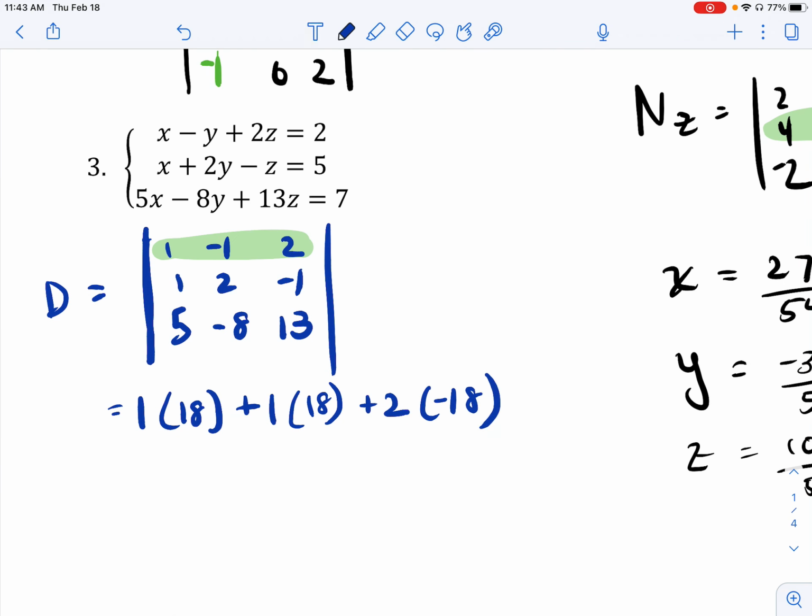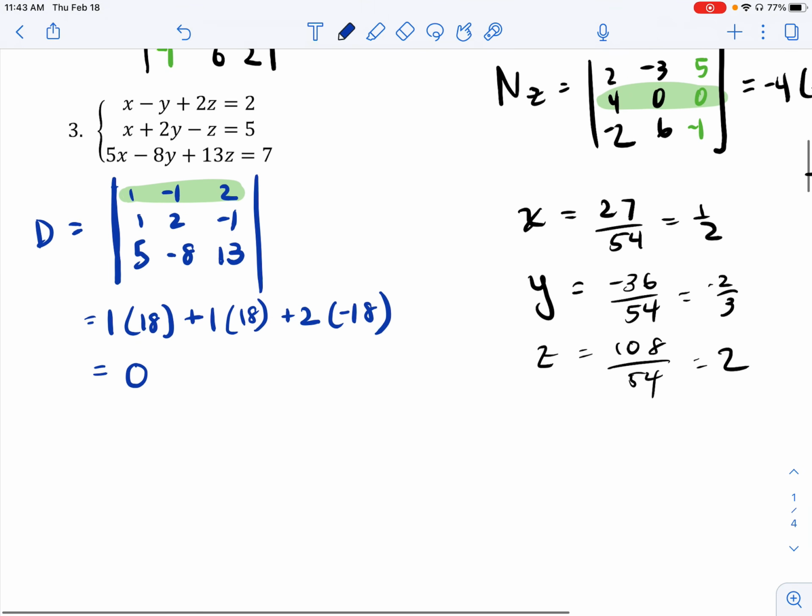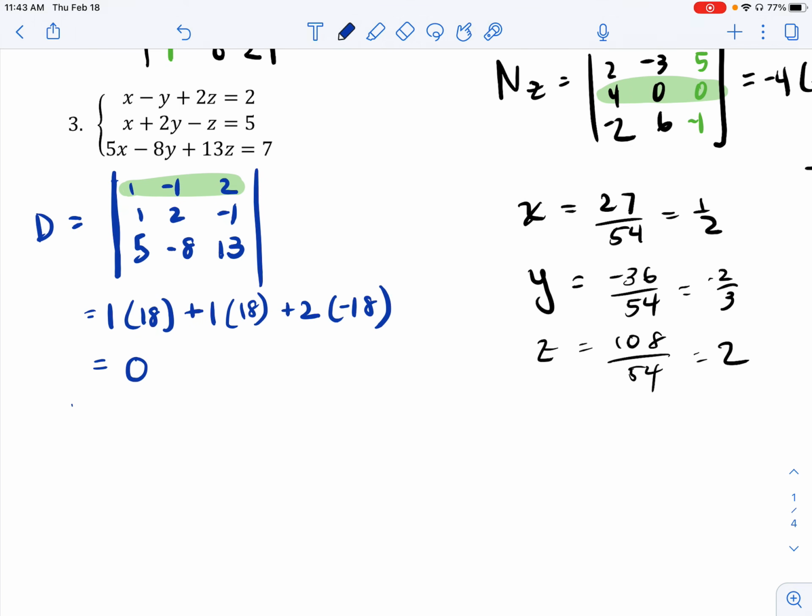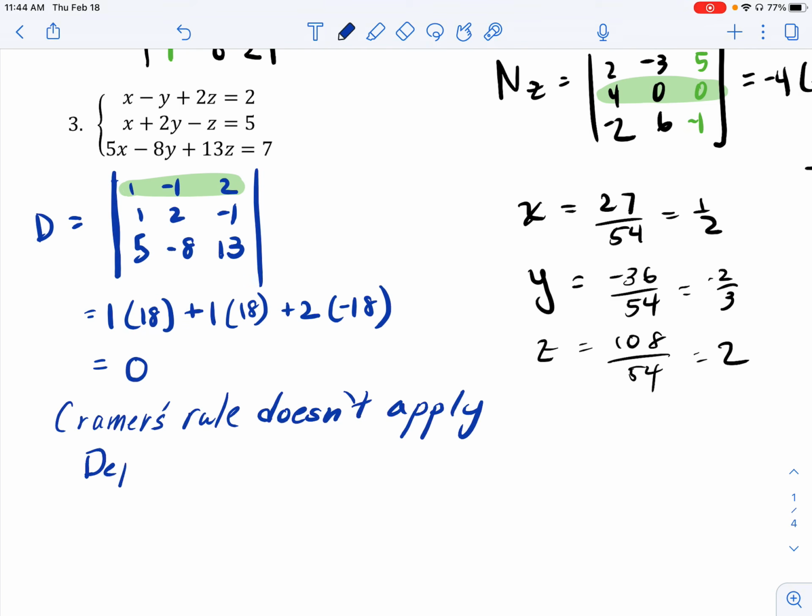Well, this leads to something interesting. Look at this sum here. What do we get when we add all this up? We get 0. Well, if we get 0, what does that tell us? It tells us two things. One, it tells us that Cramer's rule doesn't apply here. We have to use a different method, right? So there's our limitation with Cramer's rule. But what's neat about this is this tells us that our system is dependent.